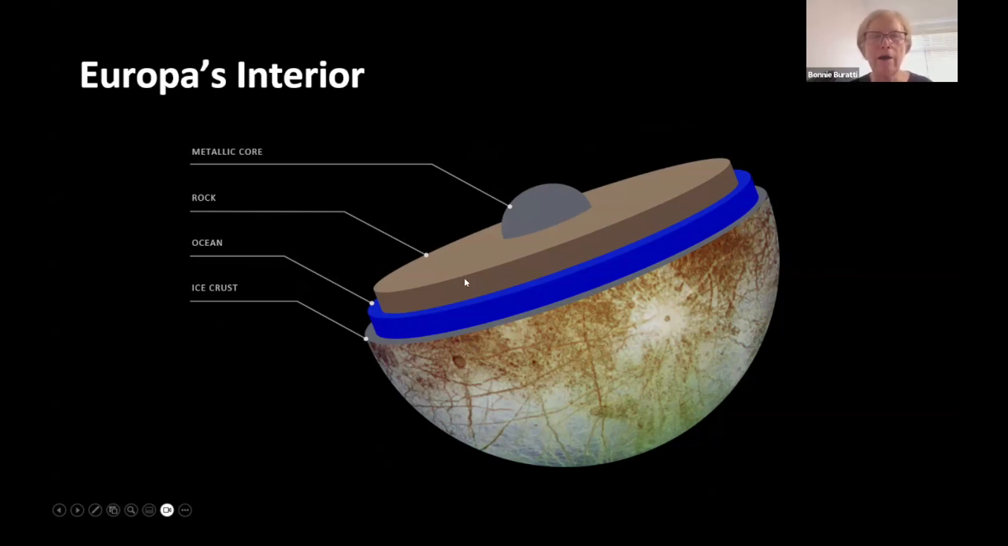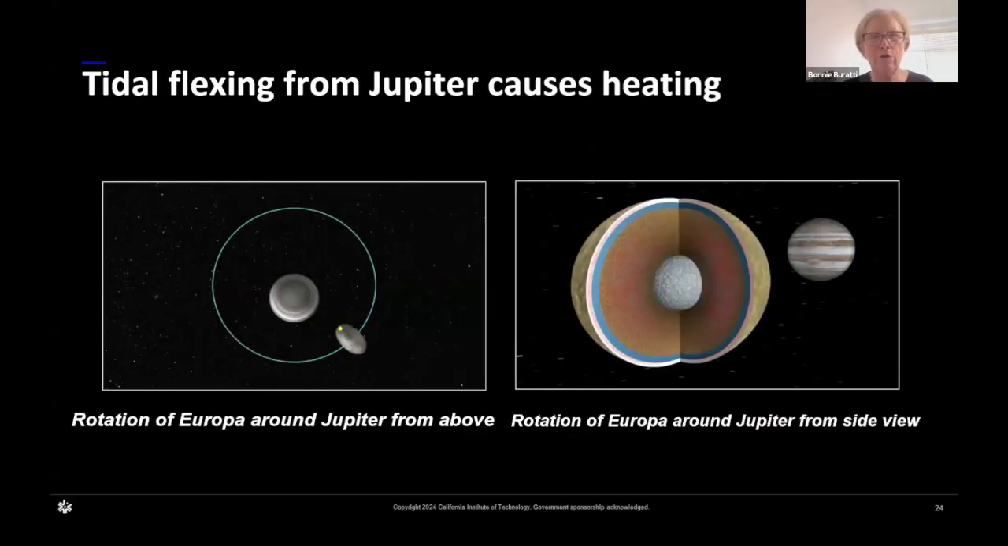And then there's some rock because the density is 3, so there's got to be some rock in there. This is an official, I think, NASA image, and it shows a metallic core. I'm skeptical about that. I mean, metal is a refractory material and likes to condense under higher heat in the inner solar system. So I don't know how you get all that metal out there. There could be a metal core, but I don't think that's been proven at all. Okay, so that's what we think the interior of Europa looks like.